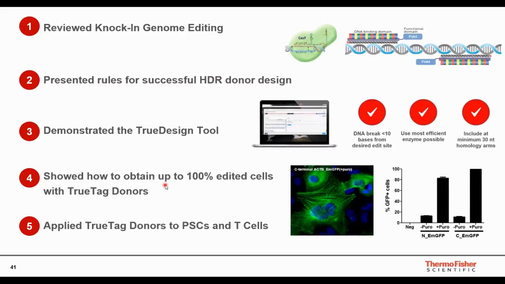Number 4, we showed you how to obtain up to 100% edited cells using TrueTag donors and applying selective pressure to pull those knocked-in cell populations up to 100% edited. And then lastly, we applied TrueTag donors to pluripotent stem cells and T cells, again demonstrating the versatility of these various knock-in methodologies.